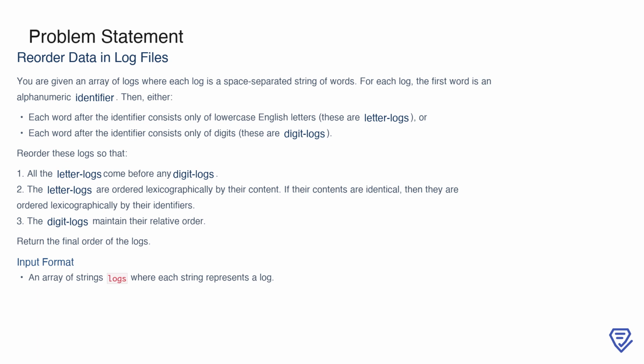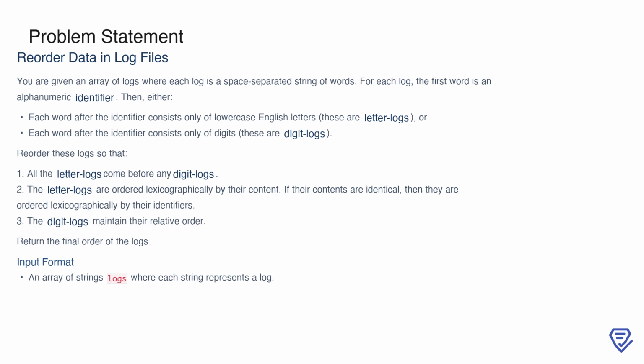consisting of an alphanumeric identifier followed by either a sequence of words or digits. These logs are categorized into two types, letter logs and digit logs. If the portion after the identifier contains only lowercase English letters, it is classified as a letter log. On the other hand, if it contains only digits, it is considered a digit log.